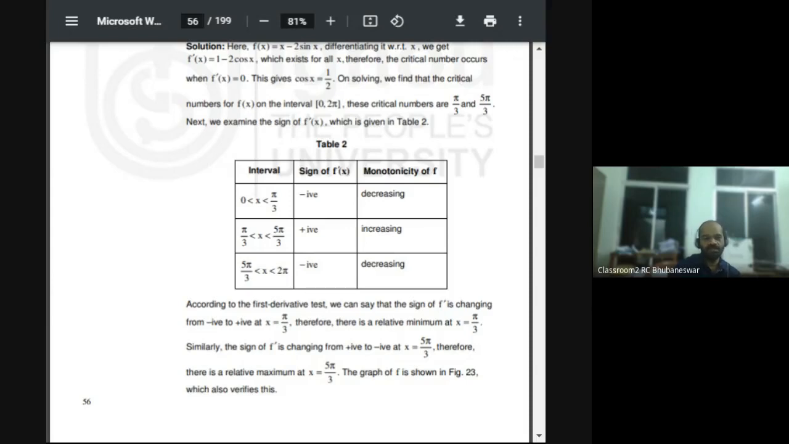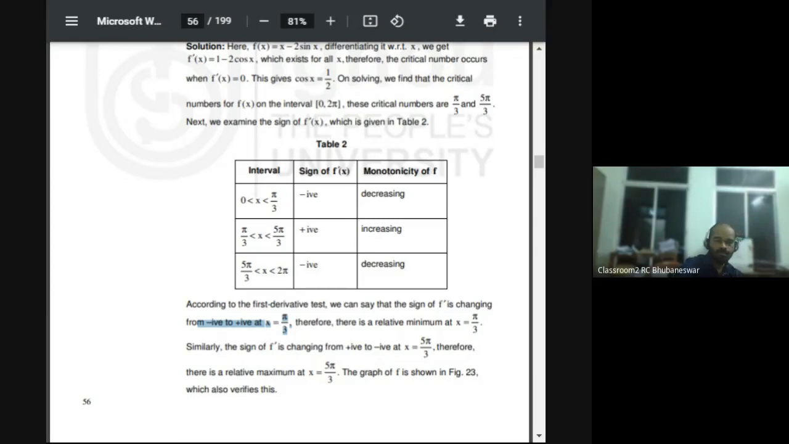Now if we look at the pattern of changing sign, the first derivative of the function changes from negative to positive as we move from the left of pi by 3 to the right of pi by 3. So that's why we can conclude there is a relative minimum at x equal to pi by 3. Similarly, the same process can be done with the point 5 pi by 3.